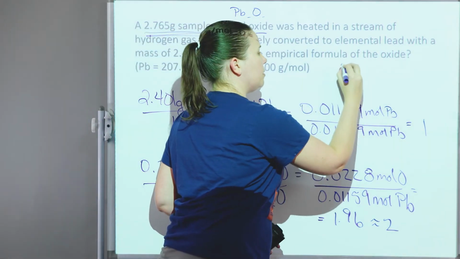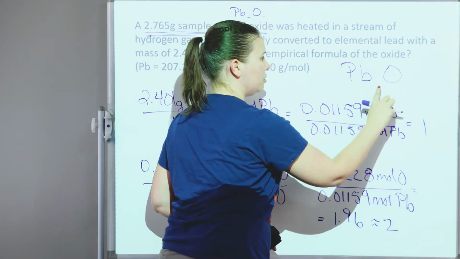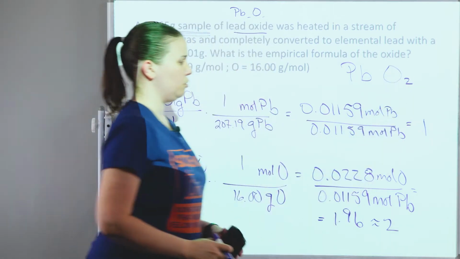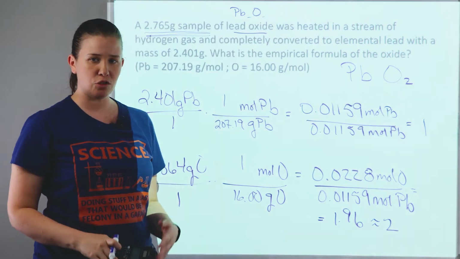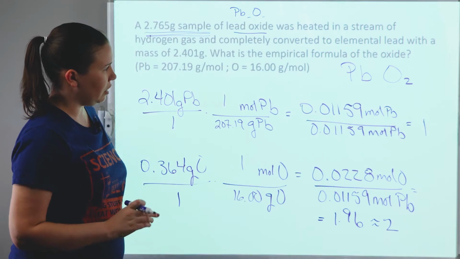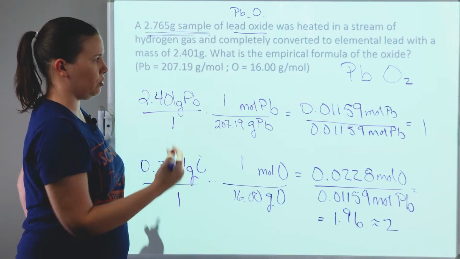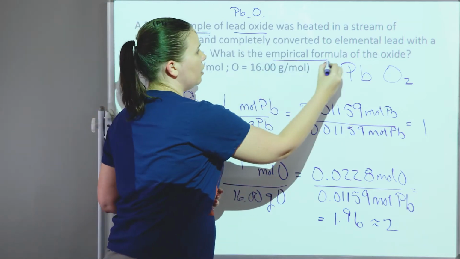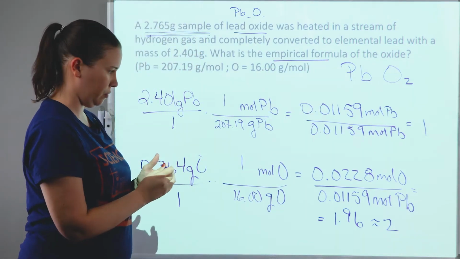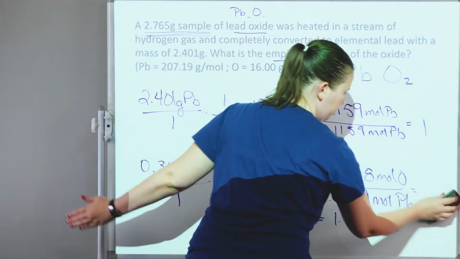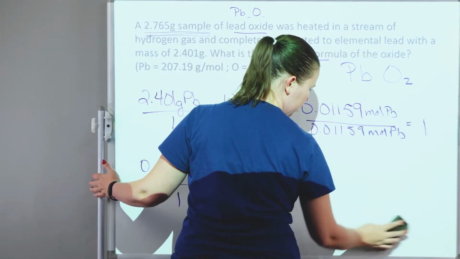I'm going to represent that in my formula. Lead something to oxygen something. So if I have 1 lead, I would have 2 oxygens. Keeping in mind that this is just my empirical formula. How much lead oxide do I have? Well, twice as much oxygen would be present in that lead at a given time. That is my empirical formula. We're going to take a second to reset this up, and then we'll convert to molecular formula.